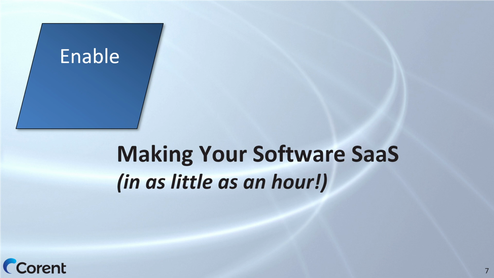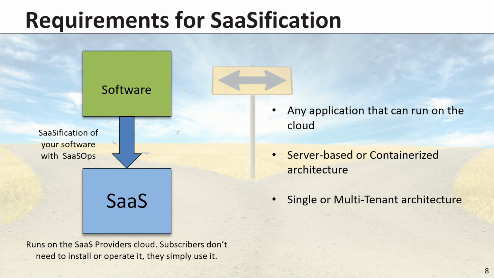Enable making your software SaaS. This can happen in some applications in as little as an hour, or for some applications it may take a few days. What are the requirements for SaaSification? Well, your software has to run on the cloud, and it has to run on your cloud. The subscribers don't need to install or operate it. They simply use it. Any application that can run on the cloud, we can make into SaaS. It can be server-based or containerized architecture, and it can be single or multi-tenant architecture. We can work with either.